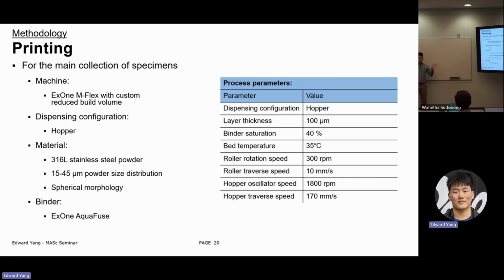The dispensing configuration was the hopper, which is what I showed earlier in that slide. And the material was 316L stainless steel powder with a 15 to 45 micron powder size distribution and a spherical morphology. So they were all nice round spherical particles that were well suited for this process. I used the X1 aquafuse binder as well that was provided by the manufacturer. And on the right side is a table that summarizes some of the other relevant process parameters that were used.